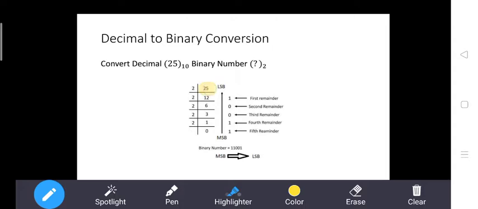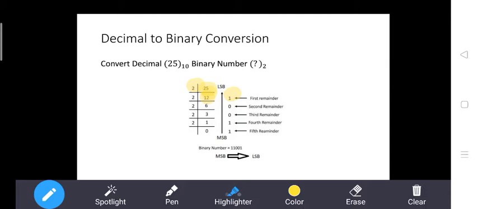This 25 is divided by 2. So, 25 divided by 2, the answer will be 12 point something. So, I remove this floating part. 25 divided by 2, my answer is 12. 12 into 2, 24. 25 minus 24, my remainder is 1.